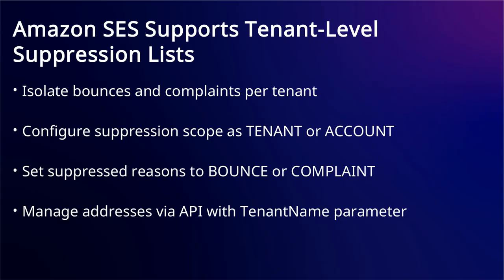With tenant-level suppression lists, you can now isolate bounces and complaints per tenant so that issues affect only the tenant that generated them. You configure suppression behavior using two settings: suppression scope set to either tenant or account, and suppressed reasons set to bounce, complaint, or both. SES automatically records bounces and complaints to the appropriate tenant's list. You can also manually manage suppressed addresses using API operations including PutSuppressedDestination, GetSuppressedDestination, DeleteSuppressedDestination, and ListSuppressedDestinations with the tenant name parameter to specify which tenant suppression list to modify.